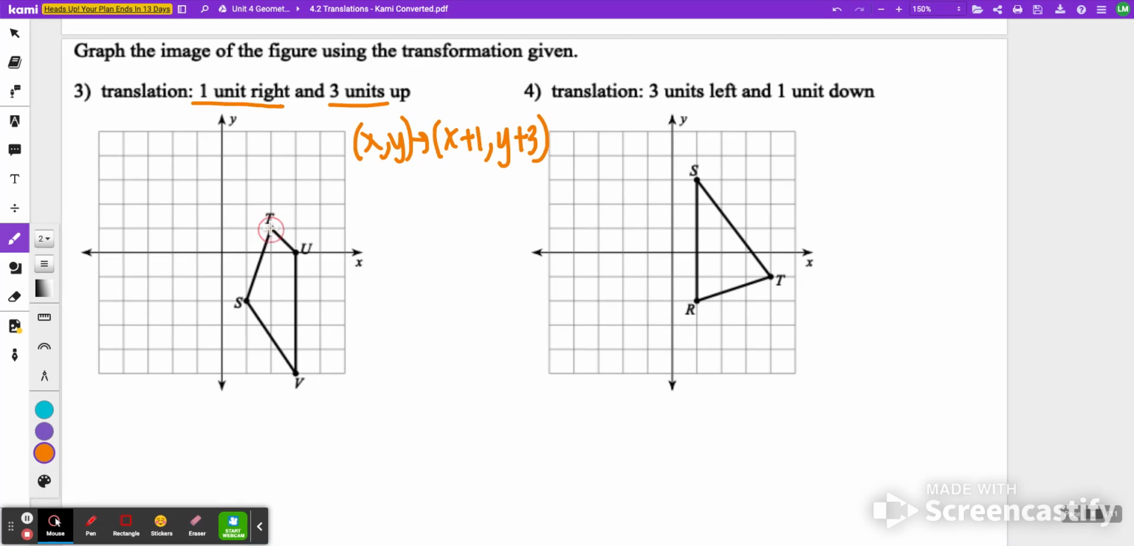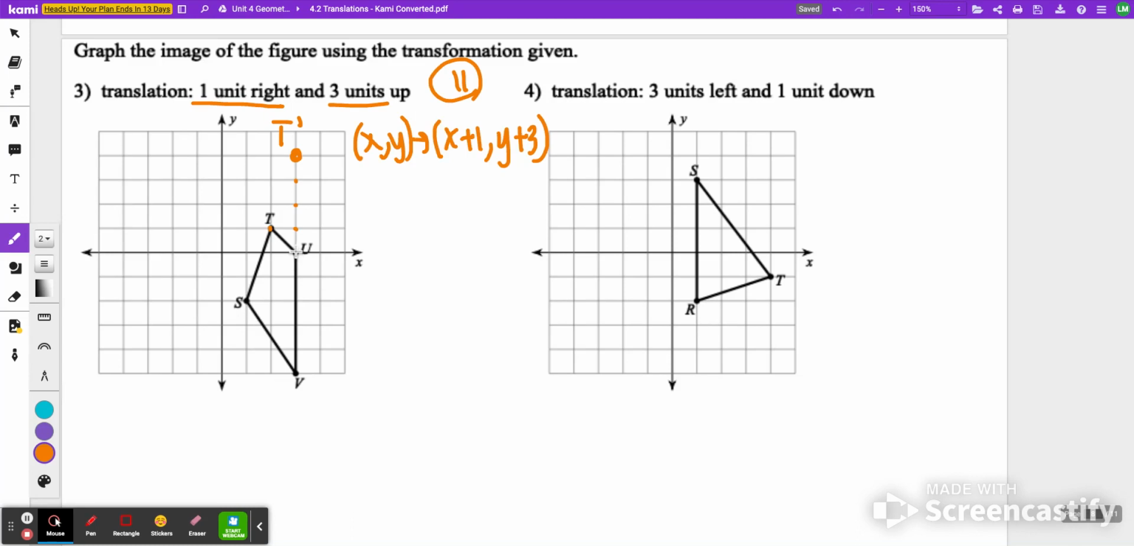I'm going to go 1 to the right. Here's 1 right, and then up 3. 1, 2, 3. Here's where my new T prime is going to be, and I'm going to make that dot a little bit bigger. Go ahead and pause the video now and see if you can finish out U, V, and S and where their new picture or points would be.